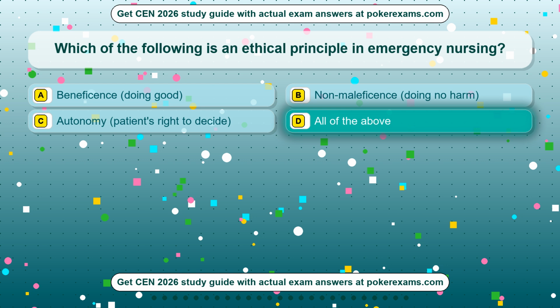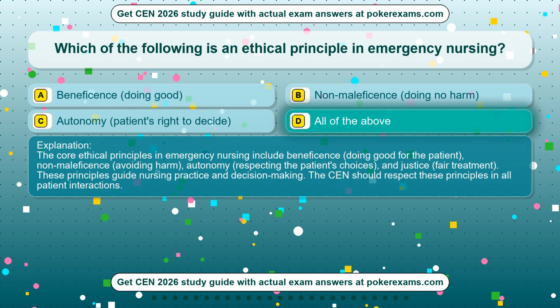All of the above. The core ethical principles in emergency nursing include beneficence, doing good for the patient, non-maleficence, avoiding harm, autonomy, respecting the patient's choices, and justice, fair treatment. These principles guide nursing practice and decision-making. The CEN should respect these principles in all patient interactions.